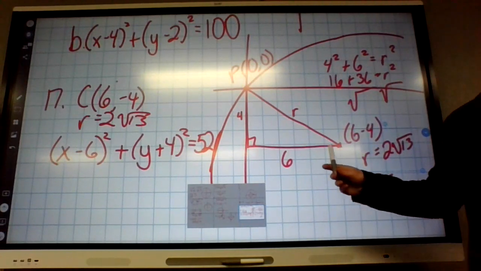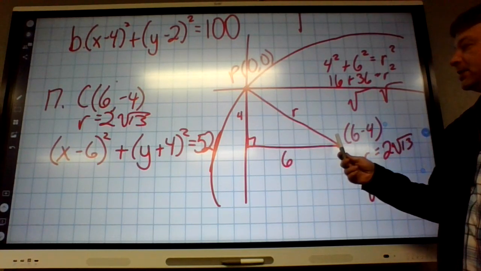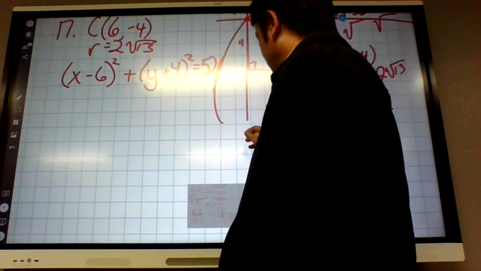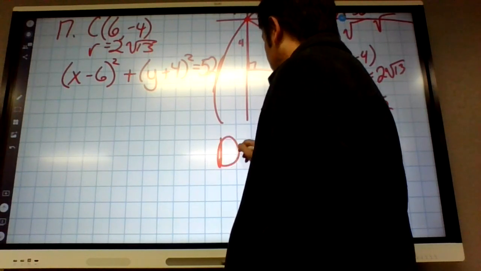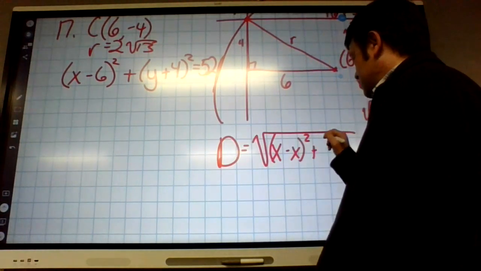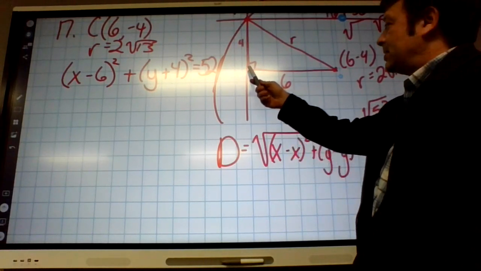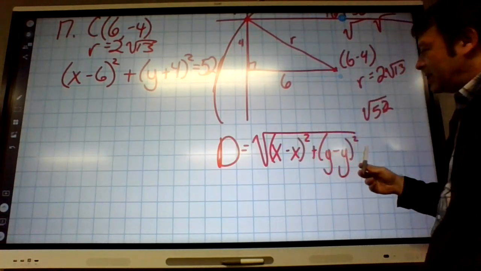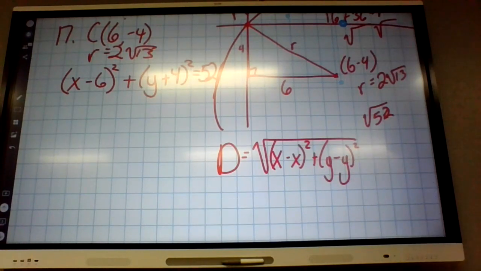Okay, so back to my question earlier: instead of drawing a picture and counting the rise or making a triangle, how can we find the distance between two points? The distance formula: x minus x squared plus y minus y squared. That tells you how far. It's basically the Pythagorean theorem: x minus x is like this side of the triangle, and y minus y is like this side. You square them, add them together, and square root. So you don't need a picture to figure it out. You just plug stuff in. So that's what we're going to do in 19.